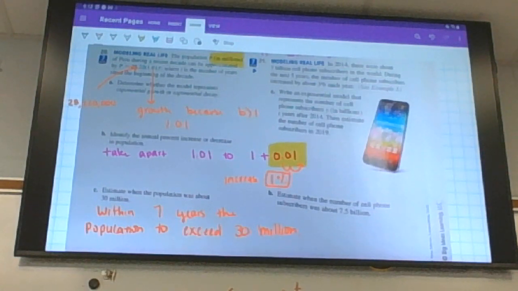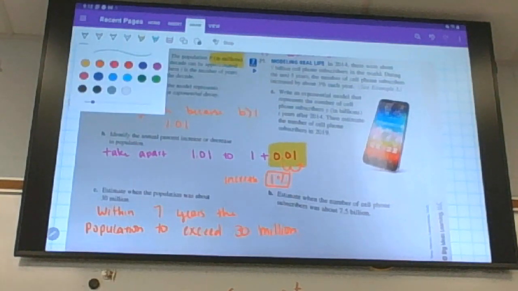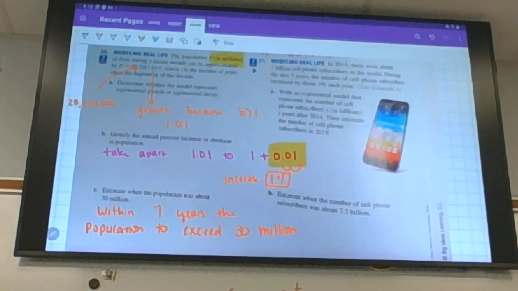So actually, during the next 5 years, the number will increase 3% every year. Is that faster than the population's increasing? How can the cell phone subscribers increase faster than the population? Because some people might have more than one phone. And because kids are growing up and getting phones. Like 6-year-olds getting phones.